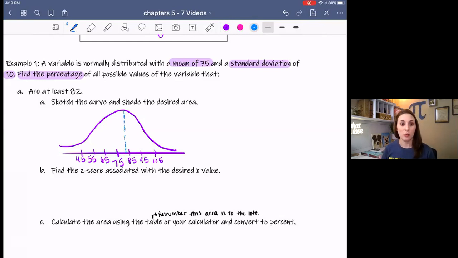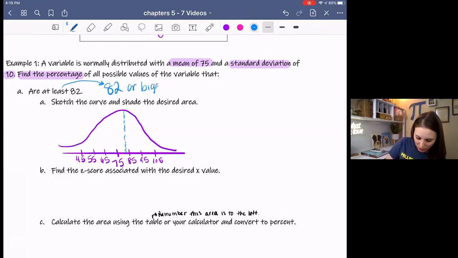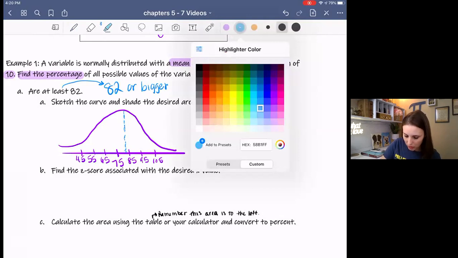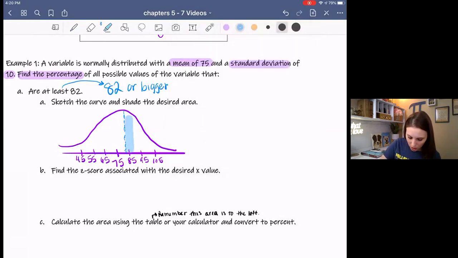At least 82 means that it's 82 or bigger. I always think about this in terms of shopping, because money makes more sense to me. If I'm going to go to the store and spend at least $30, then that means I'm probably going to spend $30 or more. So that's what that means. At least 82 means that you're going to do 82 or more. So the shading would be, let me get blue here so I can go with my colors on this side.